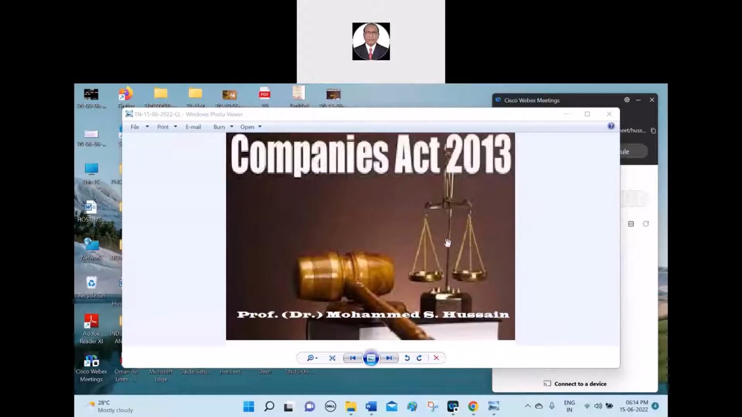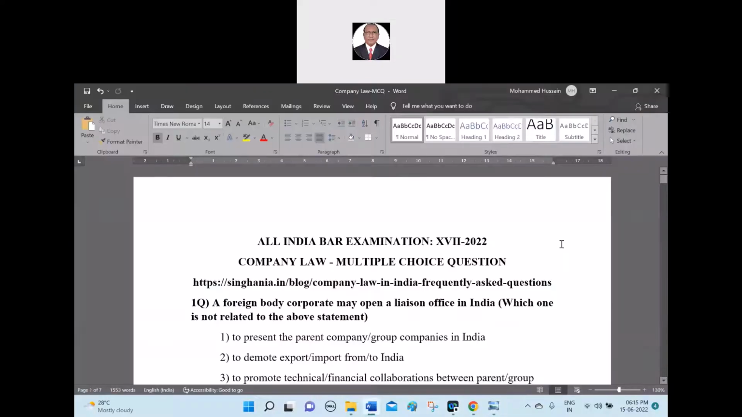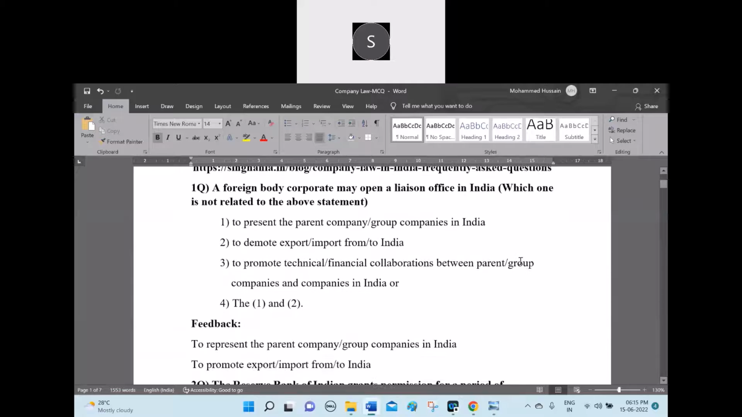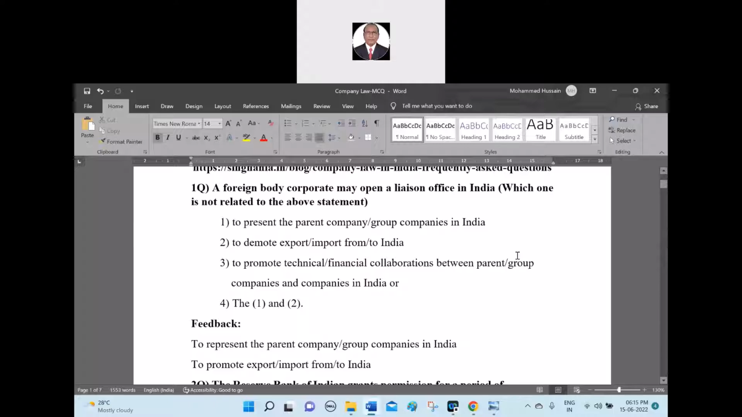Now, without wasting time, we'll go to our multiple choice questions. All India Bar Examinations, the 17th cohort, 2022, Company Law Multiple Choice Questions. Now let us see question number one. A foreign body corporate may open a liaison office in India. Which one is not related to the above statement?